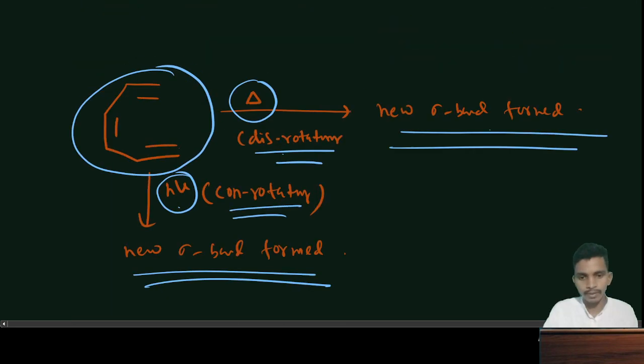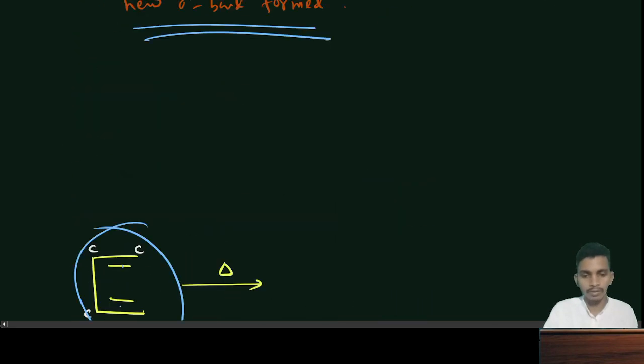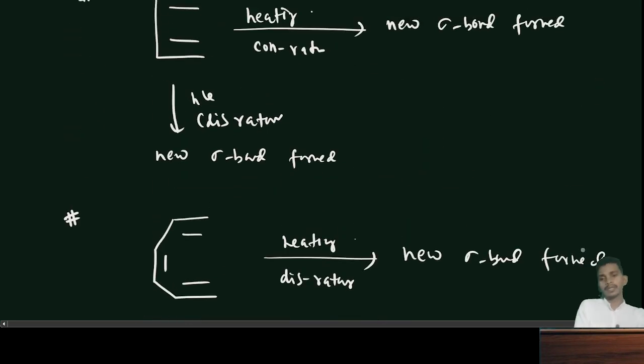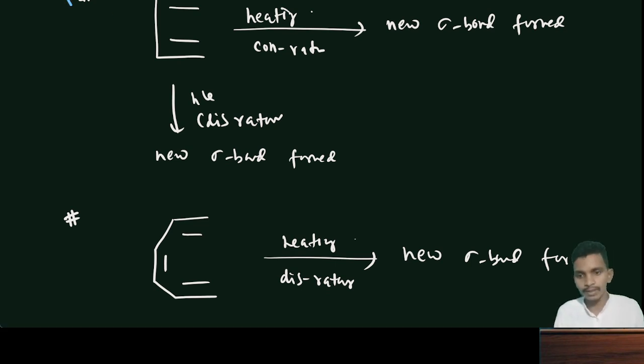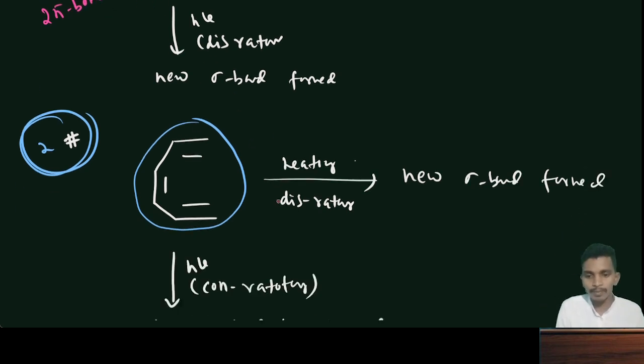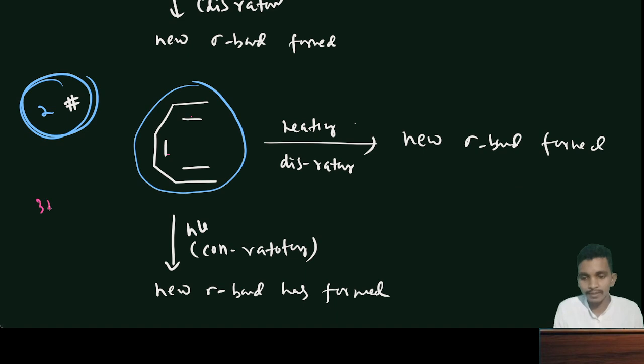Okay, so let's see conrotatory. If you observe the two substrates, one is this, another is this, what we see here is that this one has two pi bonds. Here how many pi bonds are there? Three pi bonds.